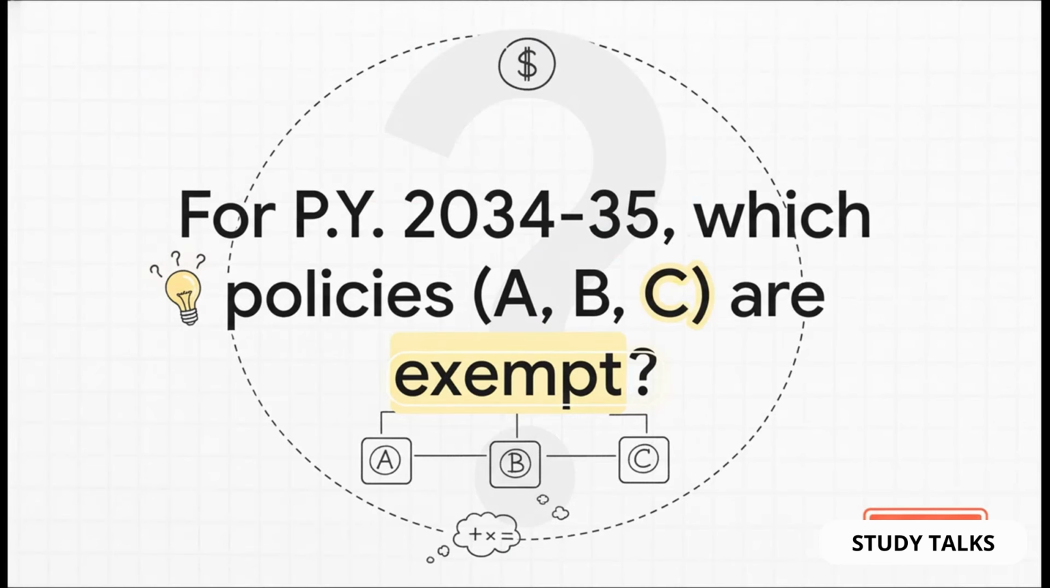So here it is, the big question. In the current year, policies A, B, and C are all maturing. Which of these can the assessee claim as exempt? Take a second. Are you thinking maybe A and B? Their premiums add up to 4.5 lakhs, so that seems to fit, right? Or maybe you can't claim any of them. This is exactly the kind of confusing spot where marks just disappear in the exam hall.